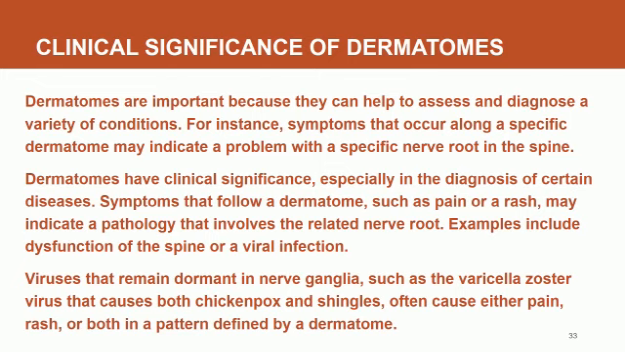Symptoms that follow a dermatome such as pain or a rash may indicate a pathology that involves the related nerve root. Examples include dysfunction of the spine or a viral infection. For example, dermatomes are easily outlined by things called shingles. Shingles is one of the only diseases that causes a rash in a dermatomal pattern. We will discuss shingles in the next slide.